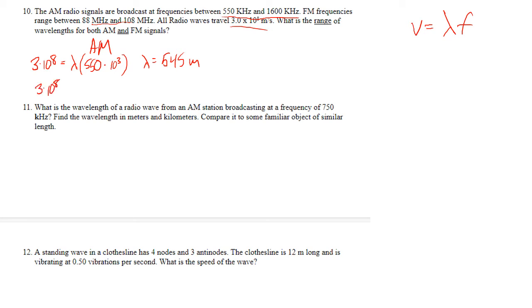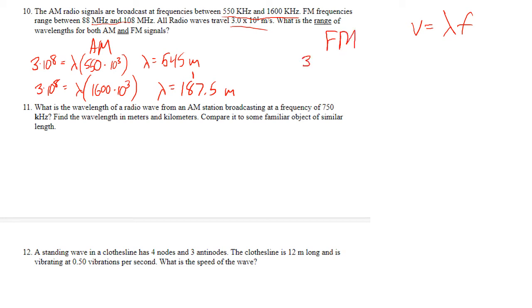Now we're going to do the same idea. This number will be the same for all of these. Lambda times 1600 times 10 to the 3. Okie dokie. Well, I can cheat a little bit here, because the calculator has these numbers remembered, sort of. So we're going to get a lambda equal to 187.5. So anywhere between these, 188, we should just say, whatever. And that's going to be your AM range, and your FM range is going to be a little different.